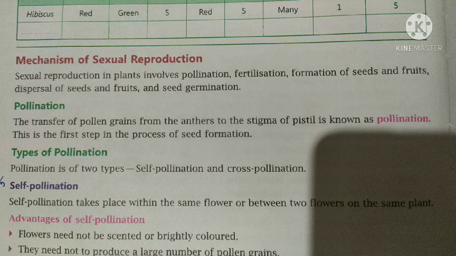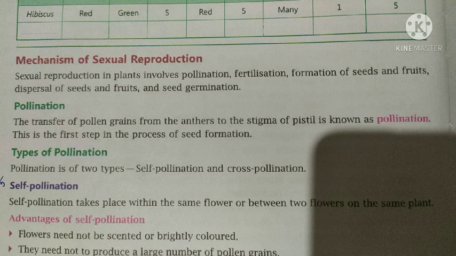So dear students, let us know the mechanism of sexual reproduction. There are the following steps. First one is pollination, then fertilization, then the third one is formation of seed and fruit, then dispersal of the seeds and fruit, and last is seed germination. So let us learn about the first process, that is pollination.